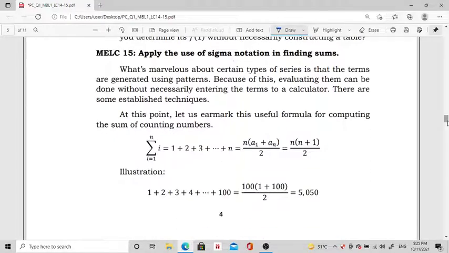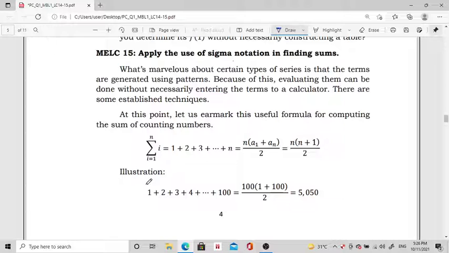Now we proceed to our MEP 15. Here you are expected to be able to apply the use of sigma notation in finding sums. Now, what's marvelous about certain types of series ay nag-generate talaga ang terms natin using patterns. And because of that, minsan madaling i-evaluate. I mean, hindi naman sa madali, kundi may convenient techniques para ma-evaluate natin yung ilang expressions without necessarily entering the terms to a calculator.